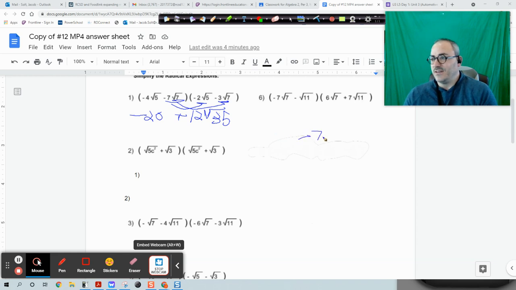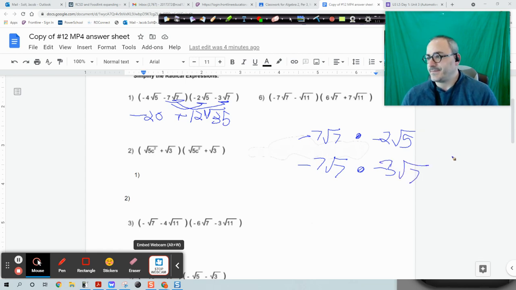So -7 radical 7 times -2 times radical 5, and then -7 radical 7 times -3 radical 7. Okay, let's do this. Take the coefficients, negative 7 and negative 2, that's 14, and I get a positive 14 because those are both negative. Then 7 times 5 is radical 35. And then 7 times 3 is 21, and it's going to be a positive 21 because they're both negative.